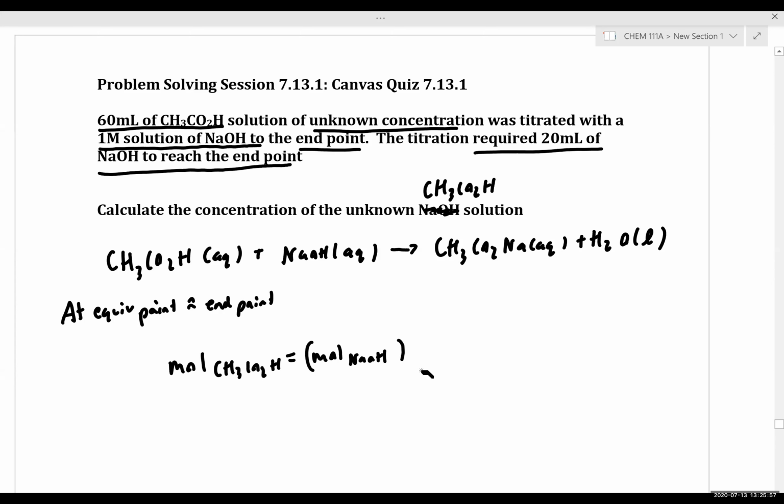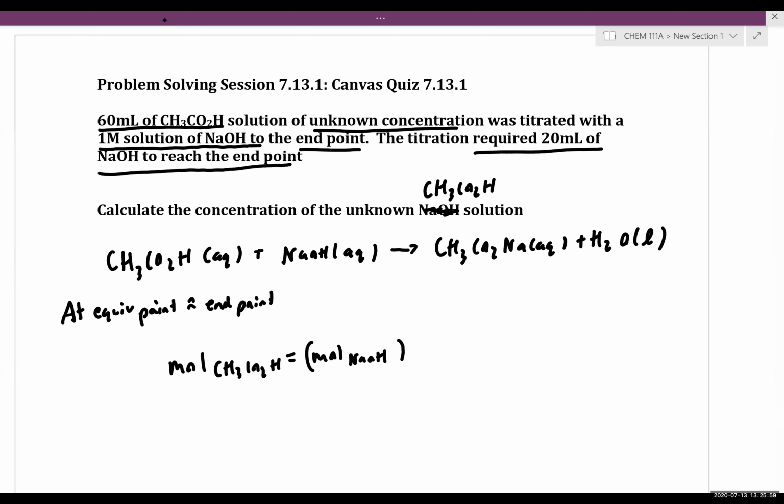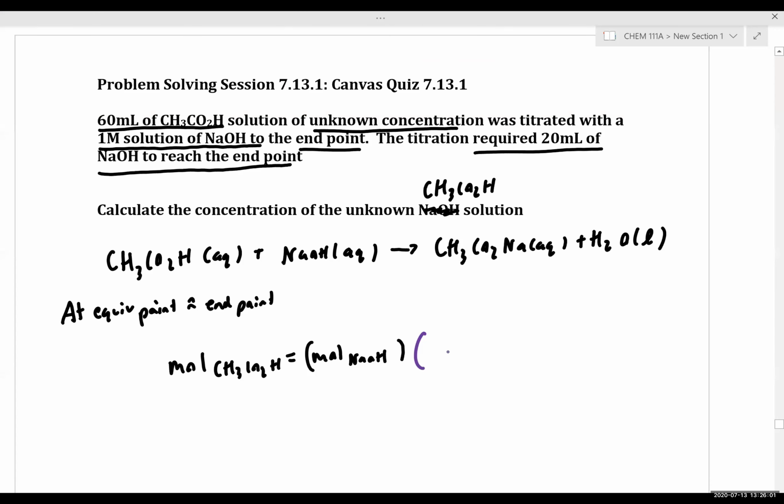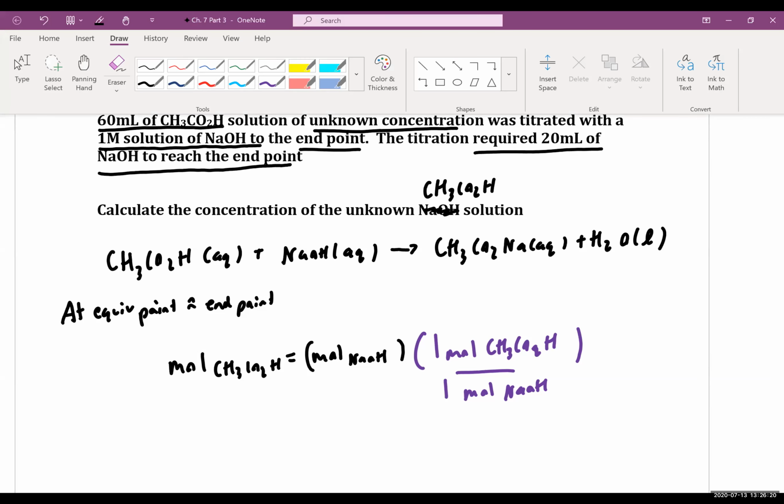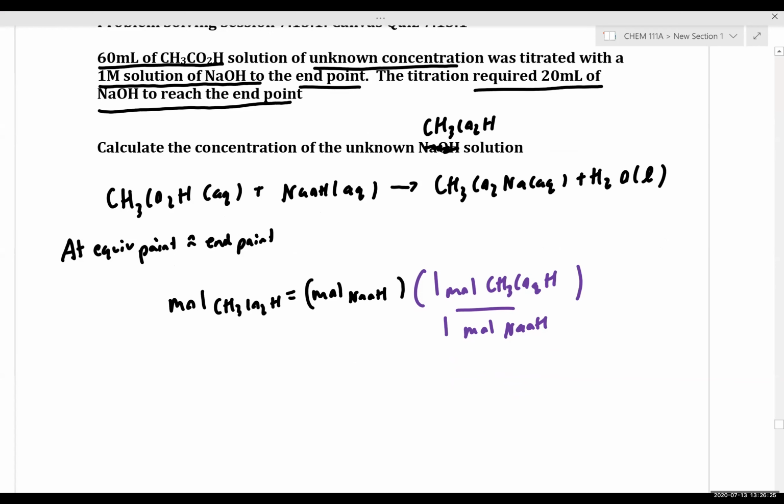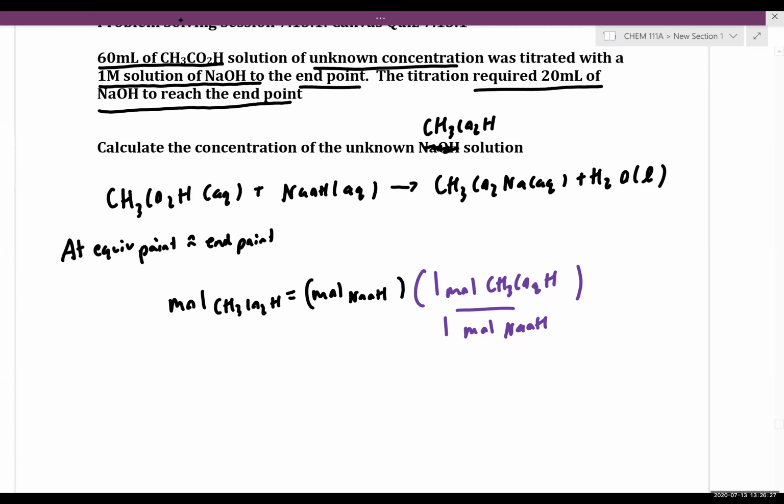And what is our stoichiometric ratio? What is our mole to mole ratio? How many moles of acetic acid react with how many moles of sodium hydroxide? 1 to 1, right? Exactly. So not much has changed from our hydrochloric acid titration example. Okay, so now we're going to write out all the information that we know.